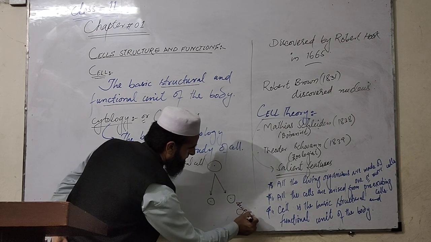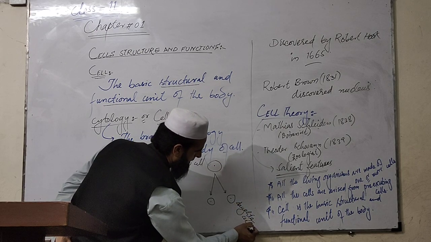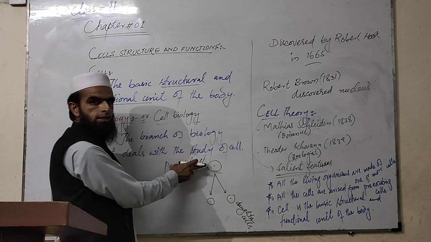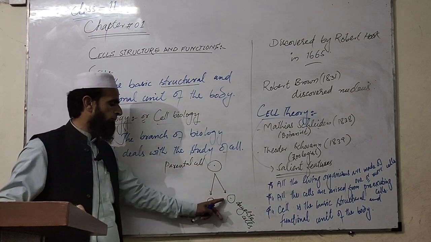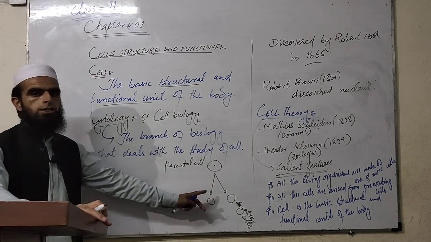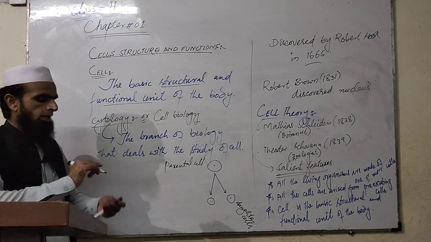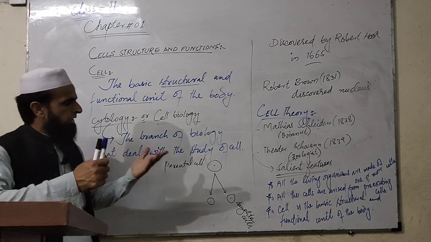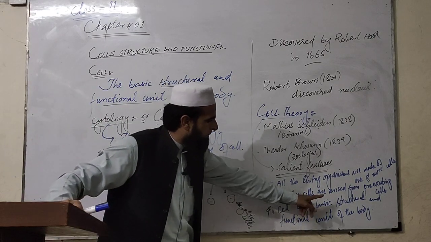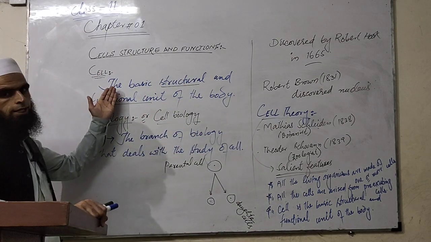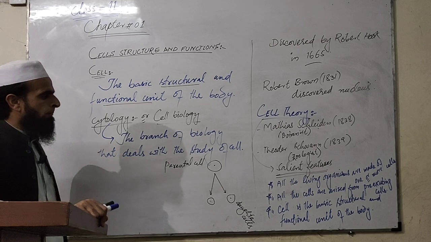These are daughter cells. So these daughter cells have arisen from their pre-existing cells, meaning the cell which is present before their origination. So we can say that these arise from their pre-existing cell. Similarly, the third one, that is, the cell is the basic structural and functional unit of the body. So that has been discussed over here during the definition.